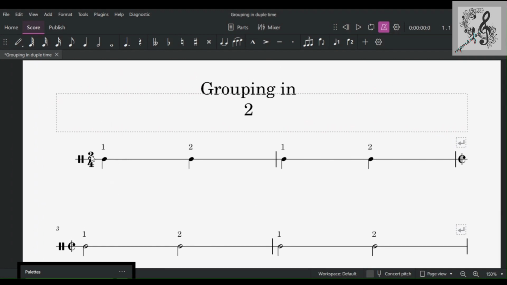When you have two counts in the bar, 1, 2, 1, 2, and you need to draw or write several rhythms within the 1 and rhythms within the 2, you are going to separate the notes that you draw in group 1 from notes you draw in group 2.